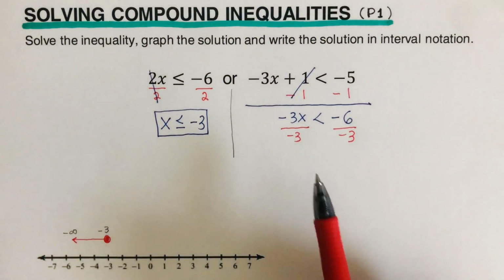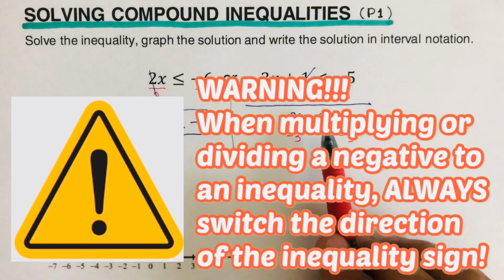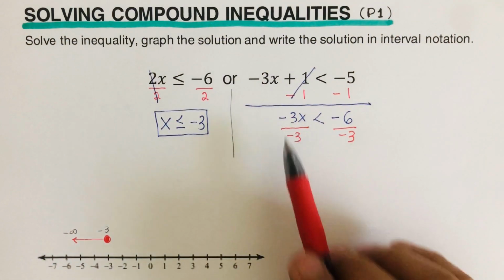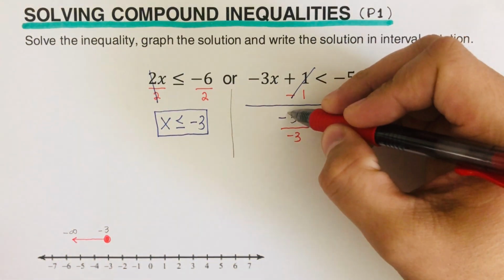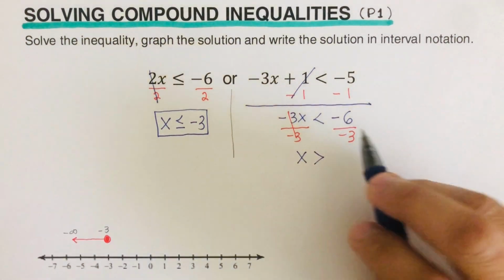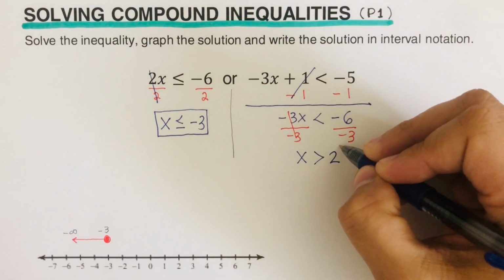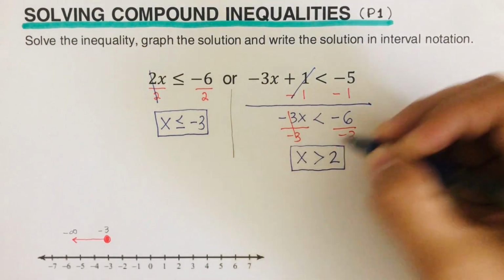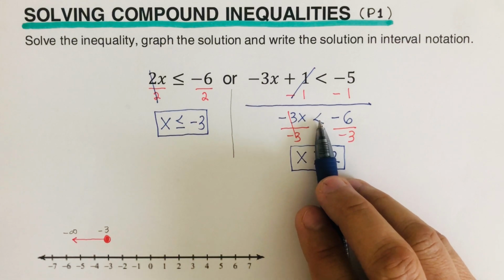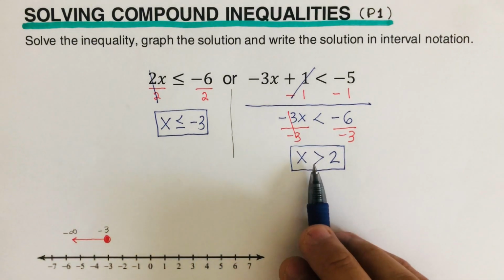And please remember, when multiplying or dividing a negative to an inequality, always switch the direction of the inequality sign right here. So if we divide this, we can cross this out. We are left with x is greater than negative 6 divided by negative 3, which is a positive 2. Again, we always switch the inequality sign if we're dividing by a negative. So instead of the arrowhead going to the left, I switch it to be directed to the right. Then I can go ahead and graph this.